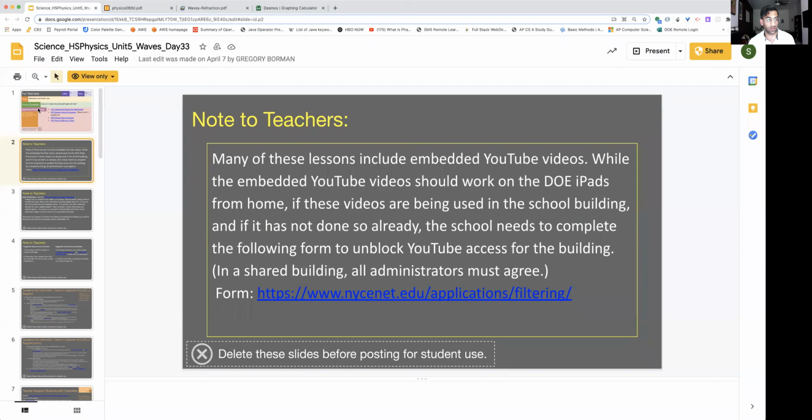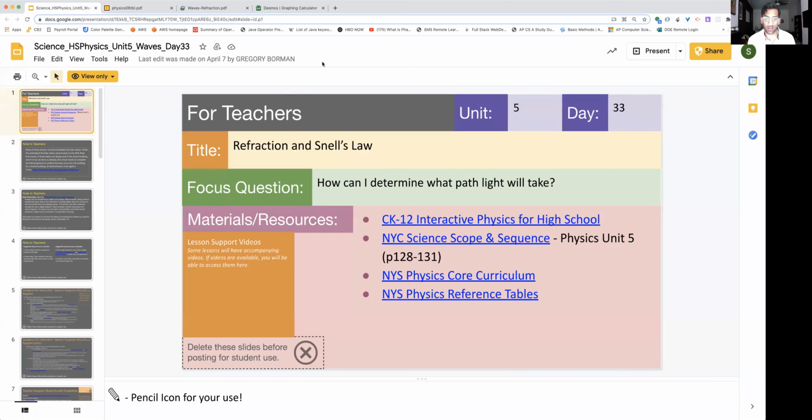The changes that we observe with the naked eye in light, how they can be reflected mathematically, and how we can be predictive based on what media light is traveling into. So the first thing to consider is the focus question: how can I determine what path light will take? It's a different way of saying that we're interested in how it travels through media. This is part of Unit 5 on waves.